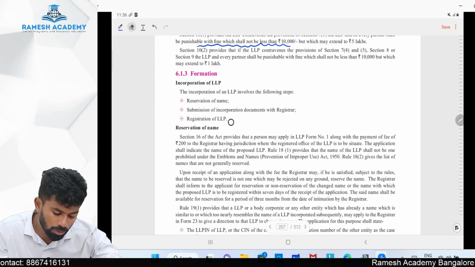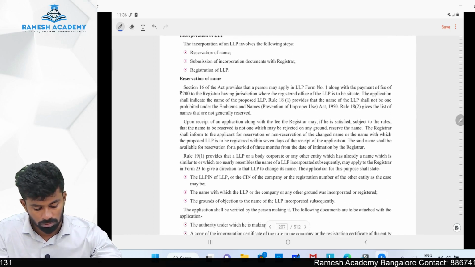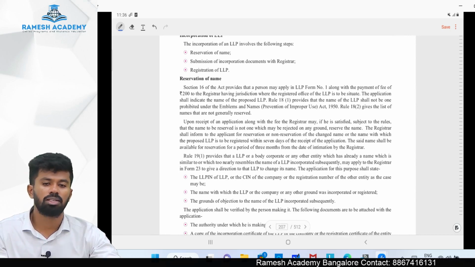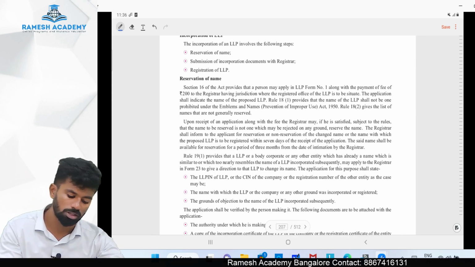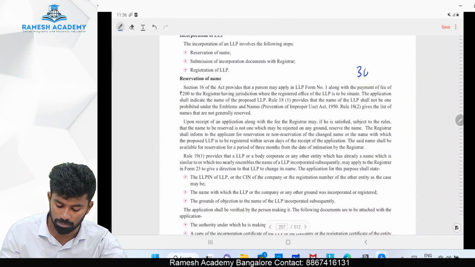And then the ROC will reserve the name. Okay. Payment of fees, it is not 200 rupees, it is 300 rupees now. Okay. Not 400 also, it is 300 rupees that is the fee payable for reservation of name.